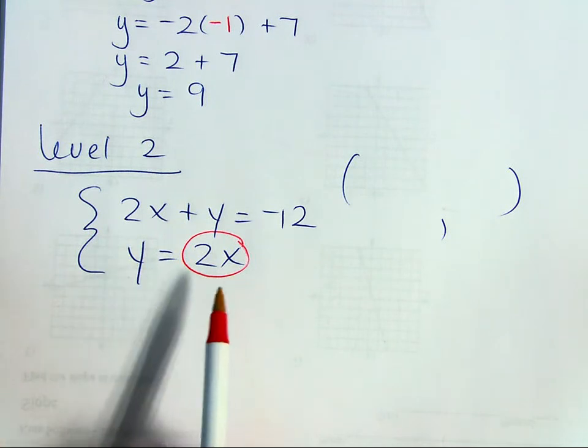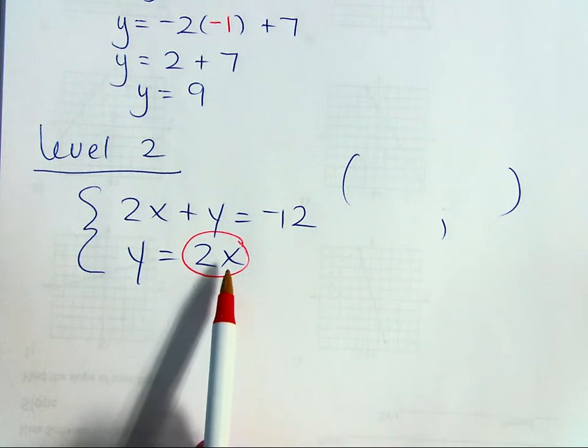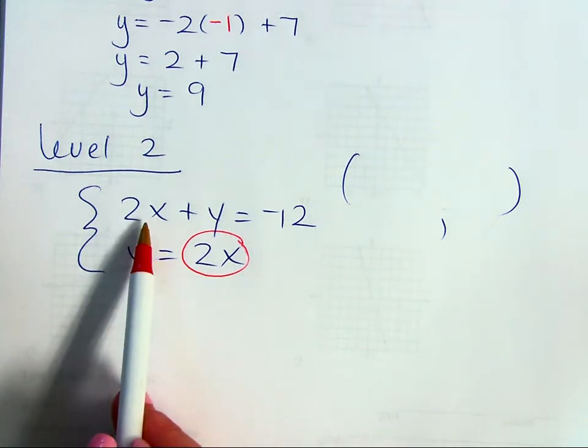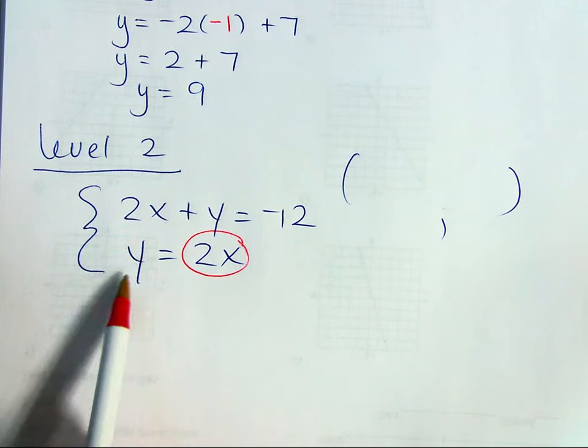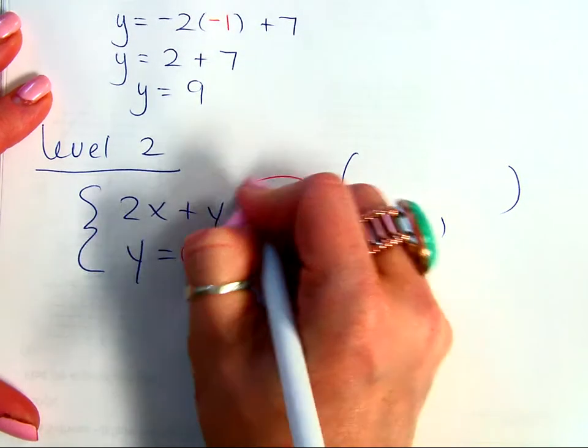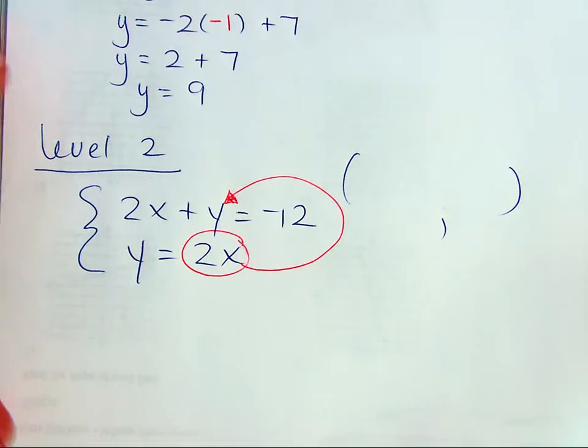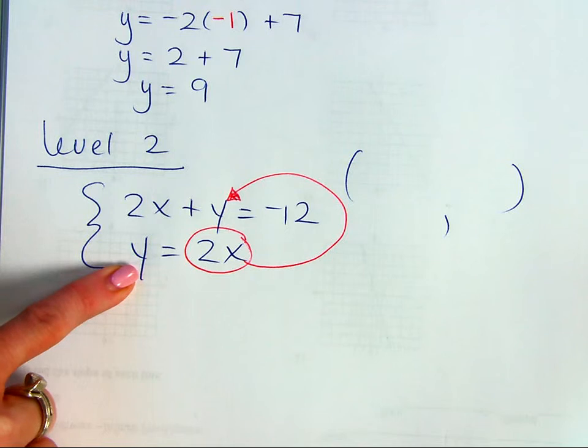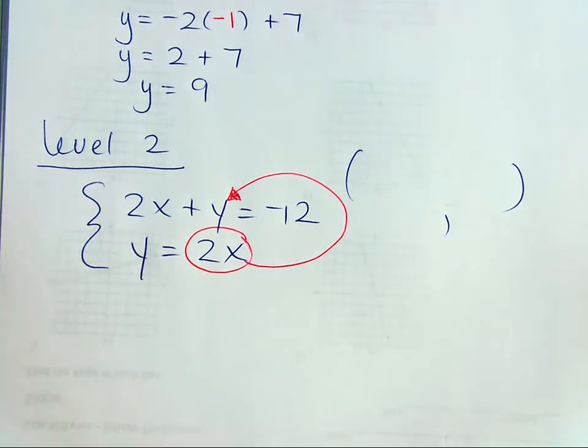Yes. So your instinct is to say, oh, it has an x in it. Maybe I should put it in with the x. No. Y is equal to 2x. So this 2x really goes in for y, because that's what y is. Your y value is going to be 2 times whatever your x value is. But I don't know either one right now.